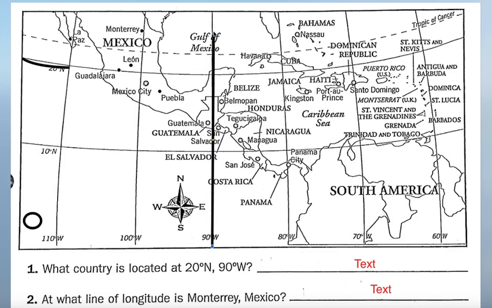So what I'm going to do is I'm going to pull this all the way up across our map. Okay? So there's our line of longitude of 90 degrees west. Then I'm going to take my line of latitude of 20 degrees north and pull it across. Now what you're going to see, oh, hold on. This is where it intersects, okay?